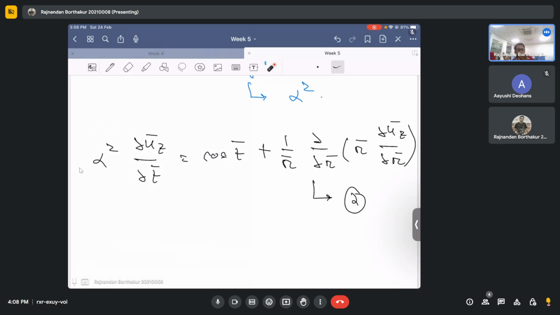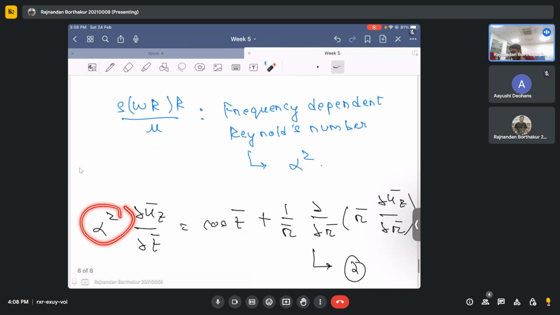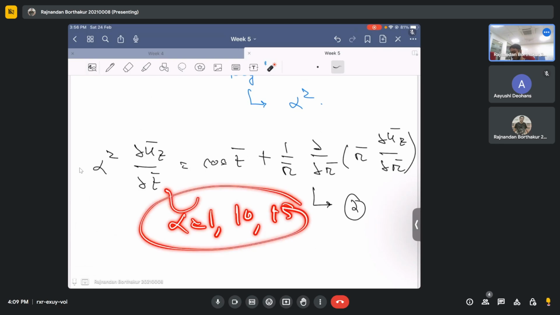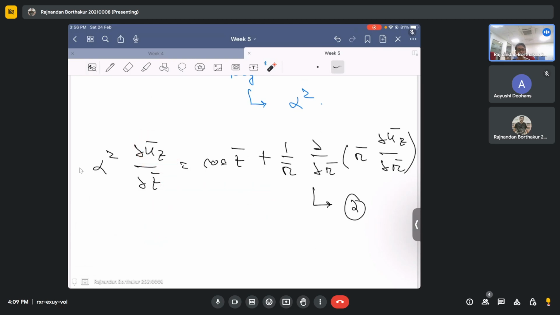So in other words, I don't need to bother about the quantities like rho, mu, omega, and so forth, which means that all the dimensional quantities are already embedded in this frequency dependent Reynolds number. So I may choose alpha equal to 1, I may choose alpha equal to 10, I may also choose alpha equal to 15, and this will throw out the value of uz bar. That is the essence of solving non-dimensional equations. We don't need to simultaneously tune the different properties, but we tune the non-dimensional number that associates with the individual properties. Okay, so this is the non-dimensional equation.